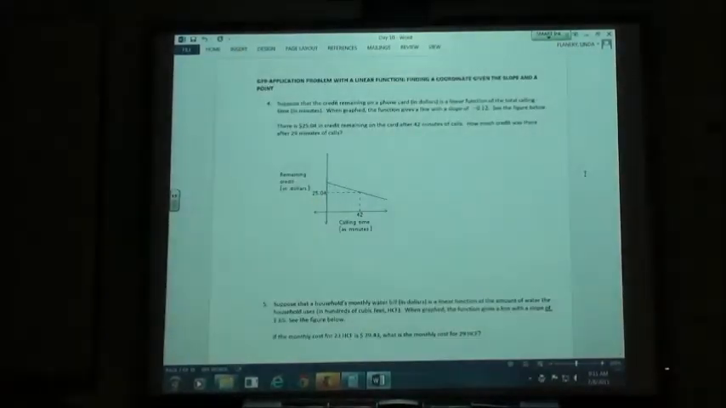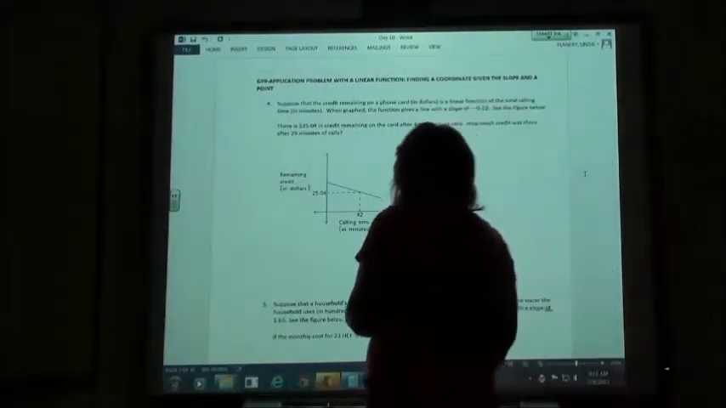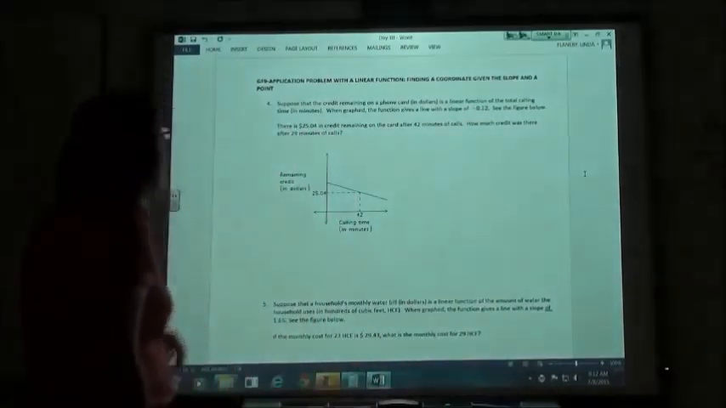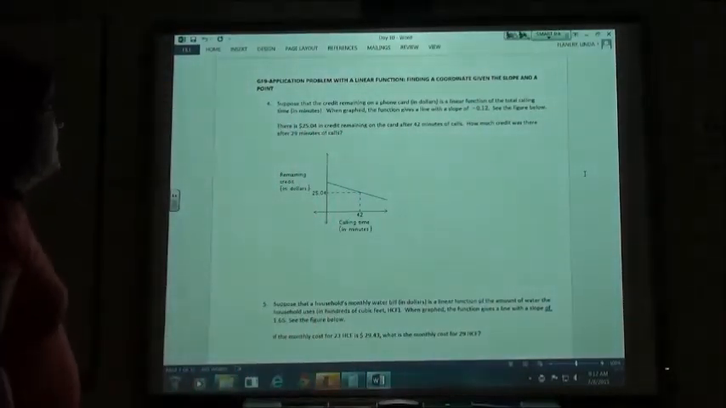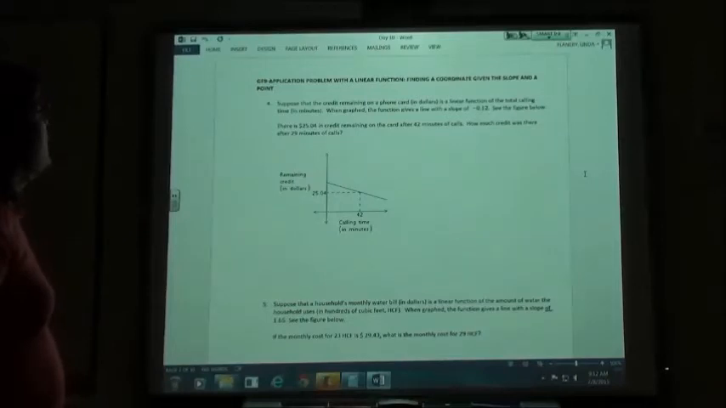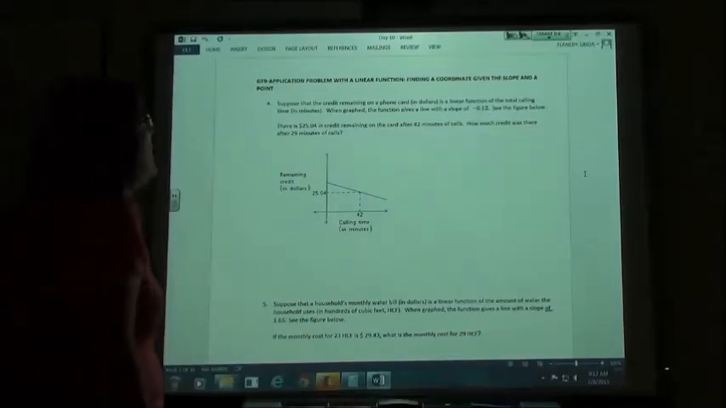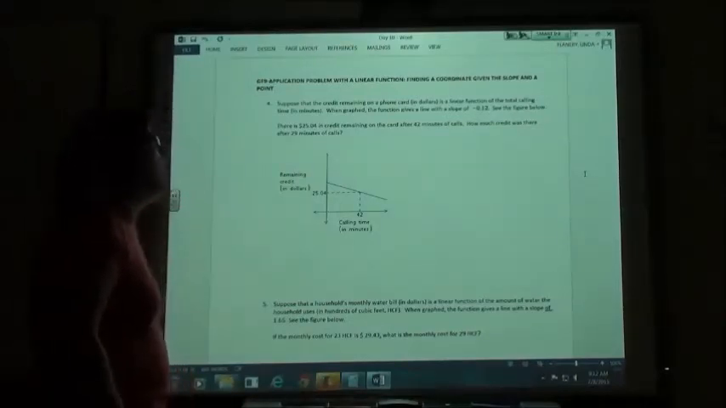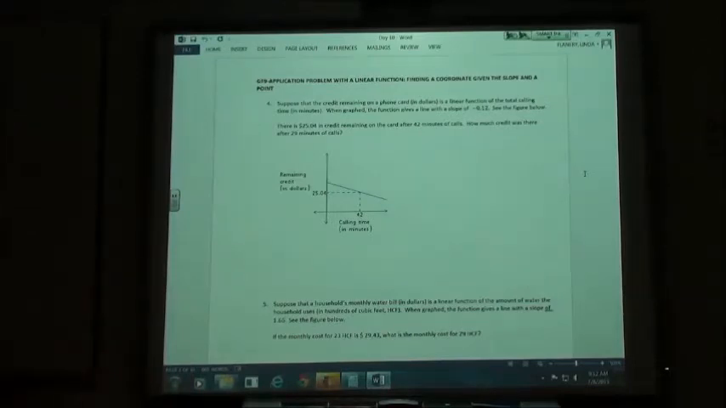All right, the next ones are application problems. It says, suppose that the credit remaining on the phone card in dollars is a linear function of the total calling time in minutes. When graphed, the function gives a line with a slope of negative 0.12. See the figure below. So there's $25.04 in remaining credit on a card after 42 minutes of calls. How much credit was there after 29 minutes of calls?